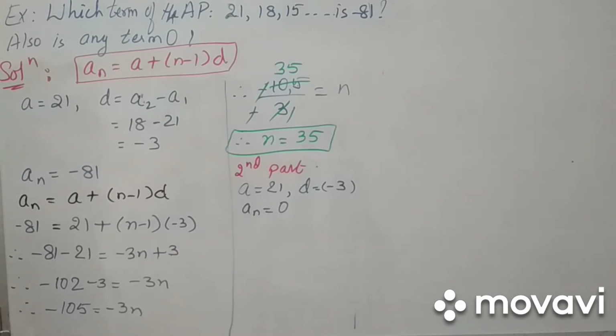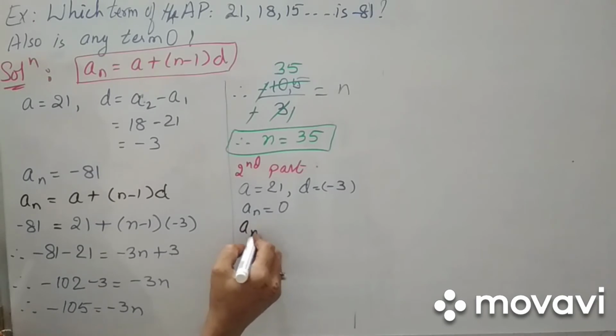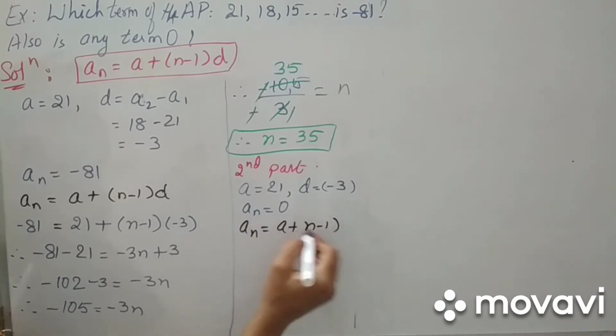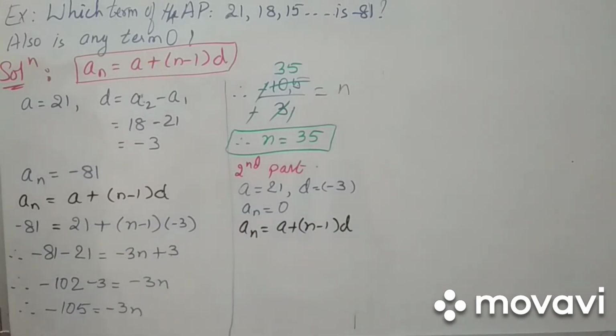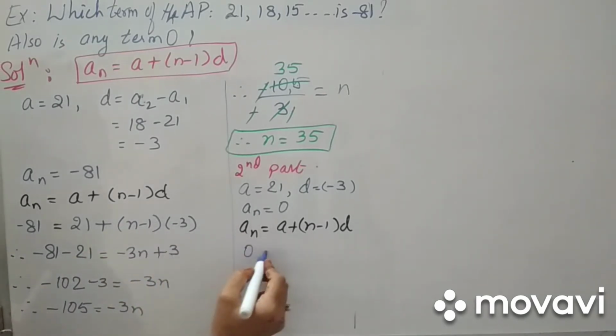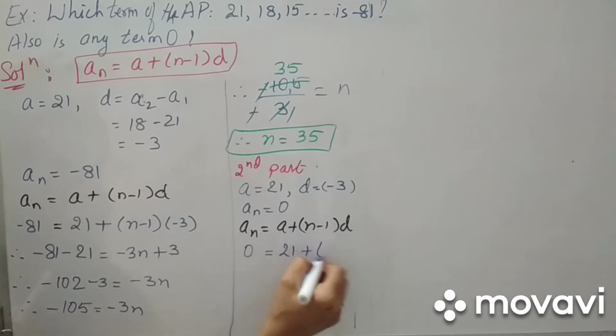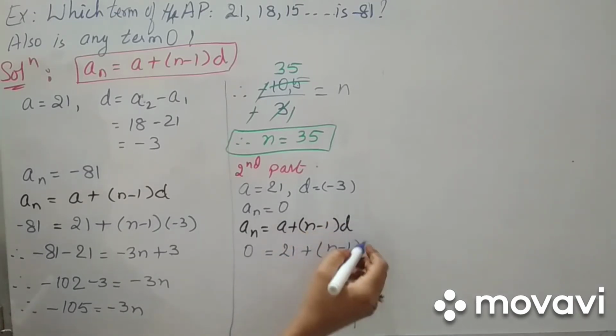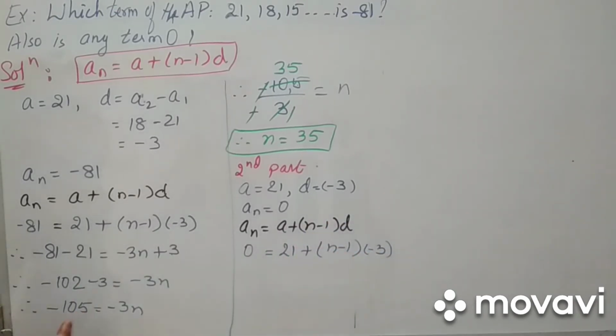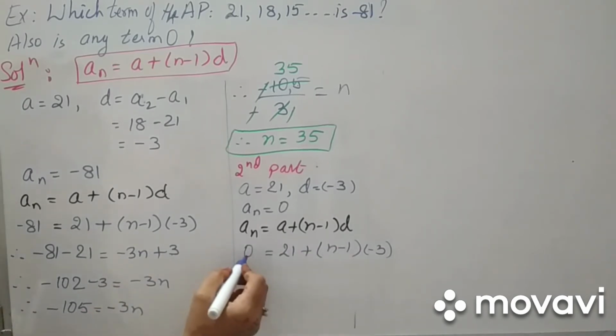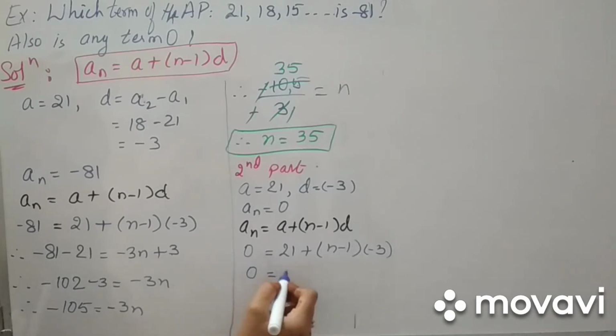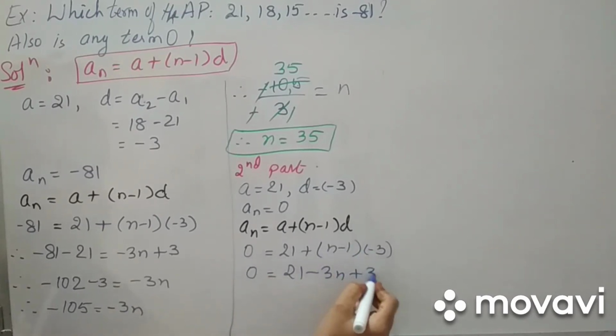What is the formula? An is equal to A plus n minus 1 into D. Solve it. An is 0, equal to A is 21 plus n minus 1 and D is minus 3. As we did in the previous work, same way, with 0 we have to solve it. So 0 is equal to 21 minus 3n plus 3. Solve it, what are you getting?